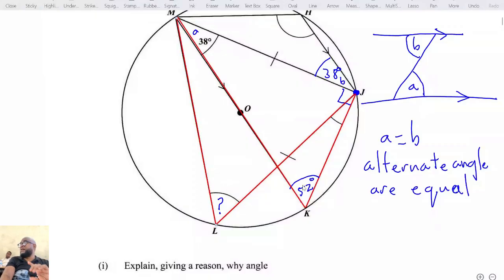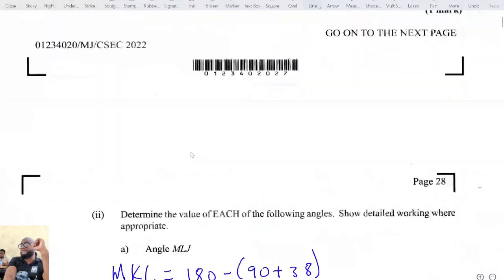This is what we call angles in the same segment are equal. Right? Angles in the same segment are equal. So what this means is that this angle is equal to this angle. It will also mean that this angle on top here, this baby angle here, is equal to this angle here. You all see that? So all I simply put is angle MLJ is equal to 52, and the reason would be angles in the same segment are equal.